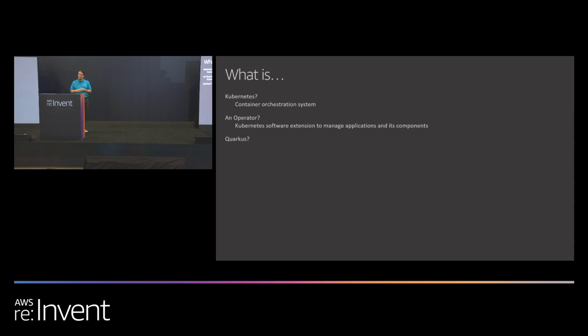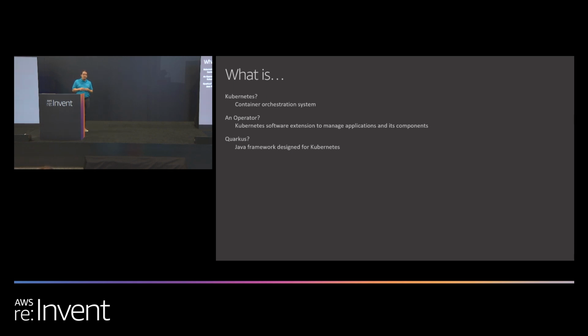Quarkus is a Java framework, very similar to Spring Boot, for example. It is especially designed for Kubernetes because it has a low footprint and a fast startup time. It's optimized to run in Kubernetes, and it can run in a Java mode and in a native mode.